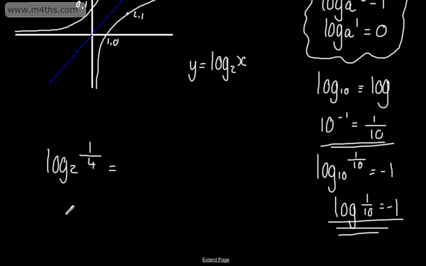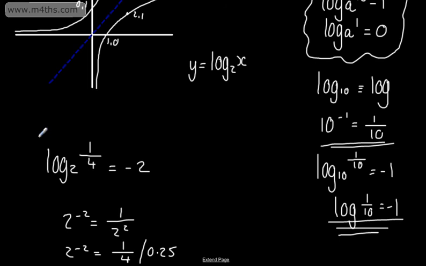Well, we know now that 2 to the power of negative 2 is going to be 1 over 2 squared. So 2 to the negative 2 is going to be 1 over 4, or if you like, 0.25. Therefore, what power is 2 raised by to get now 1/4? The answer is going to be negative 2.